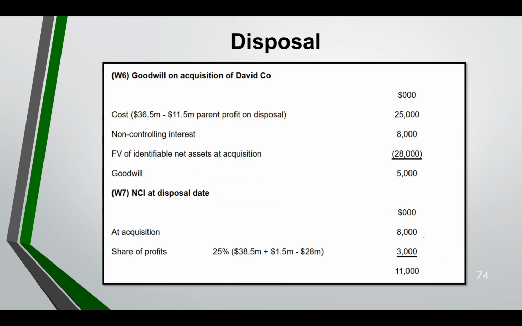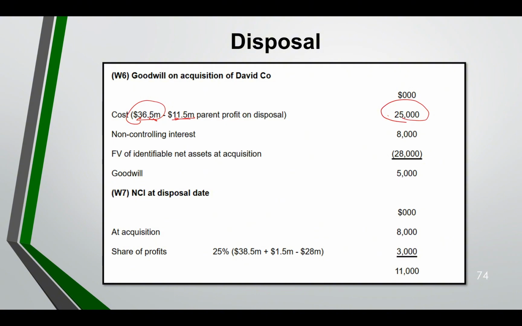So moving to working 6, it's goodwill. Here what do you do? The amount of consideration minus the profit, that is your goodwill cost. The amount that you have received minus parent's profit on the disposal. When you deduct, that is simply your cost, right? That means you have received 36.5, you have bought it for 25. So this is the profit 11.5.